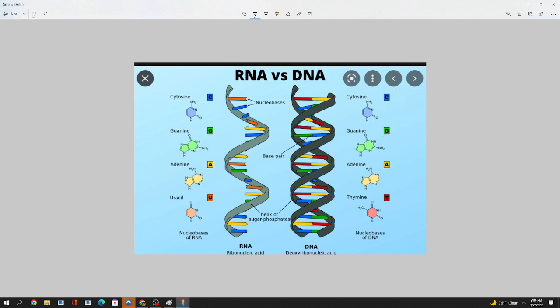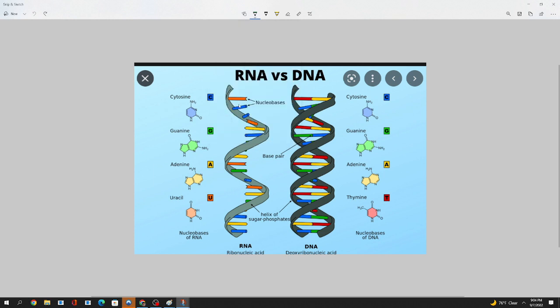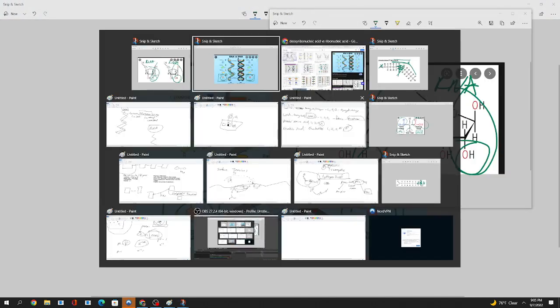Okay? Now, again, you can also see that these two are structurally different. One is single-stranded, one is double-stranded. But the nitrogenous bases differ because RNA has this thing called uracil. It is a replacement of thymine. Okay? Uracil is this orange thing right here, and it is going to replace thymine. All right? So that's really it.